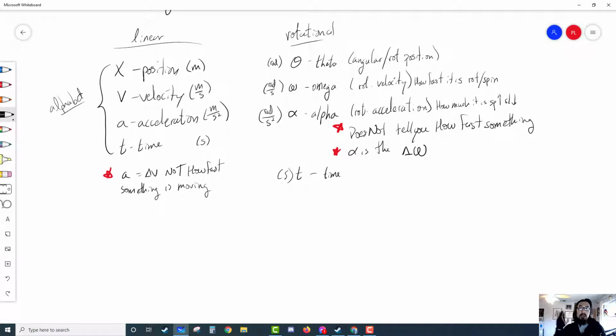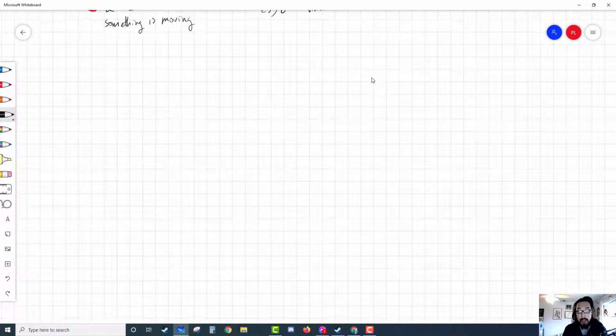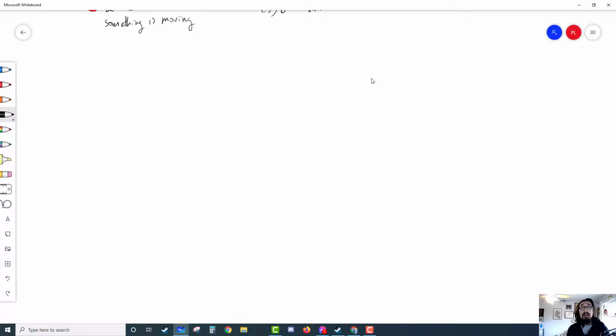All right, so here are the variables, and you'll see that it lines up. It's very analogous. Just because the object is rotating doesn't give it an extra special meaning. We just have a different variable for it. Right? Now, with that, we can come across the kinematics equations.